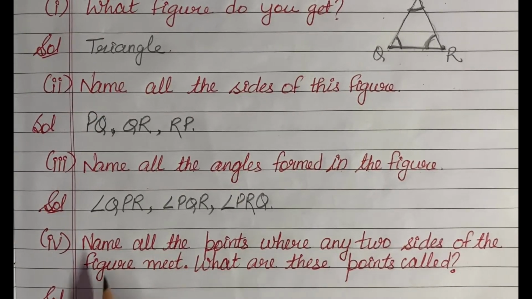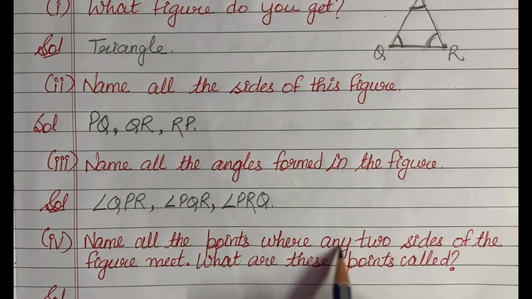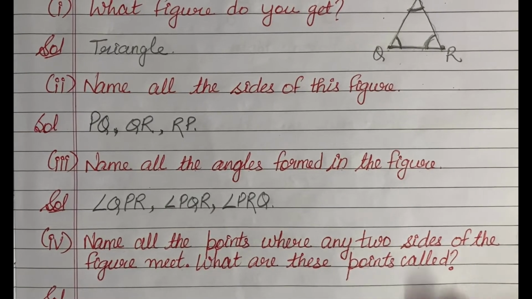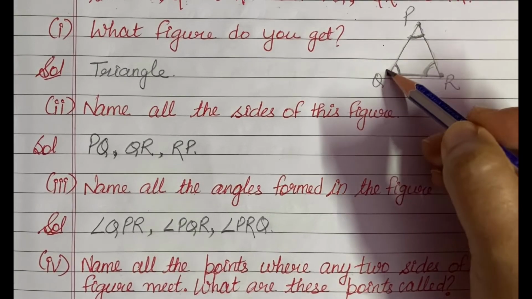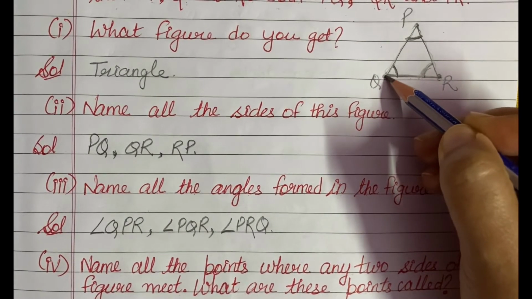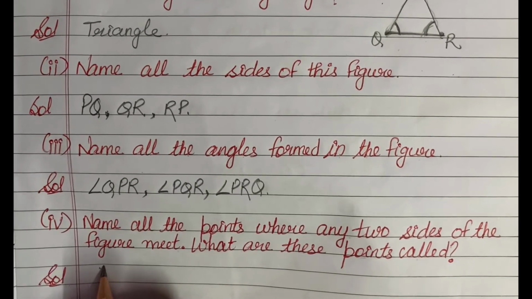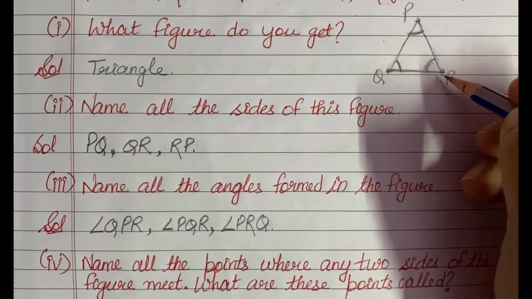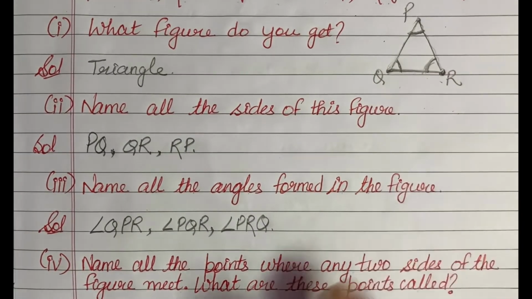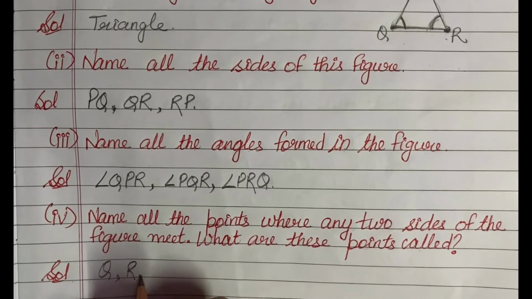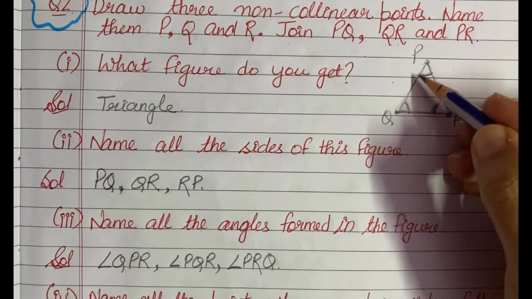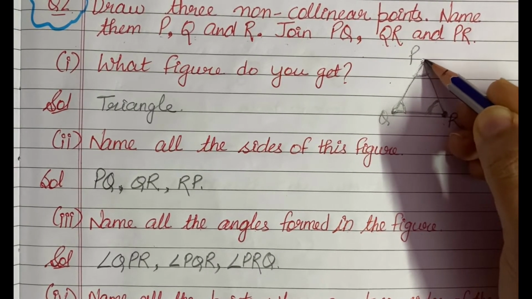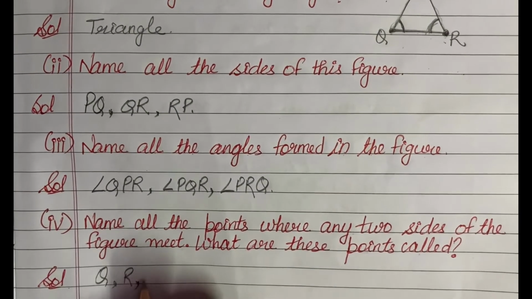Now the fourth point says that name all the points where any two sides of the figure meet and what are these points called. Now see the figure. Side PQ and QR are meeting at the point Q. So the first point is Q. Side QR and side RP are meeting at the point R. So write here R. Now side PQ and side RP are meeting at the point P. So the third point is P.